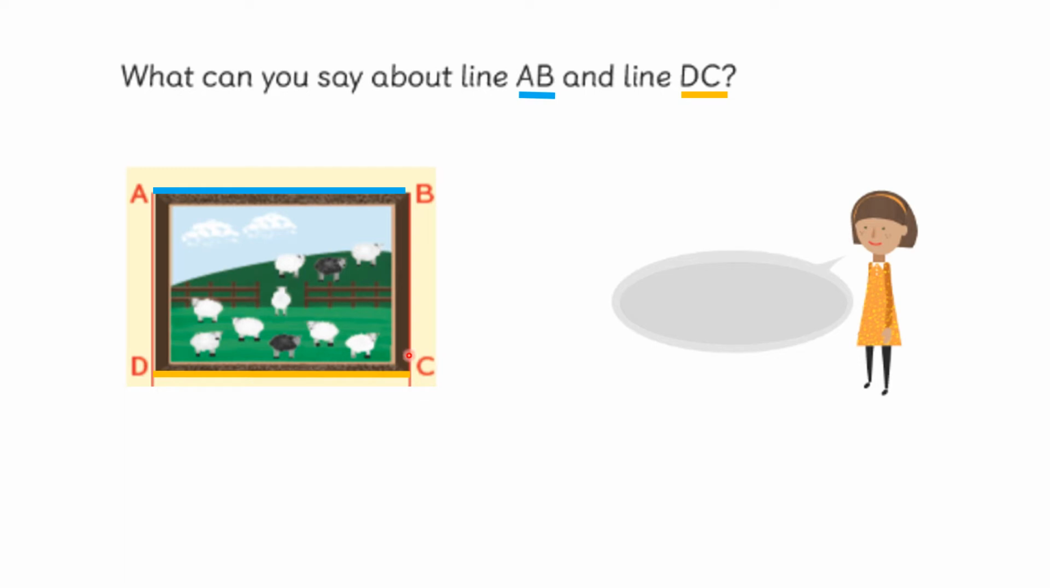Did you think that line AB and line DC are parallel? You are correct, because no matter how long we continued these lines, they would never meet. So we can say they are parallel lines. But line AB and line DC are also parallel with the floor. If we imagine the floor was one long line, it would never meet line DC and it would never meet line AB. So they are parallel.